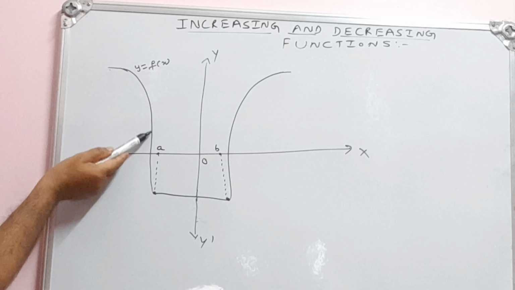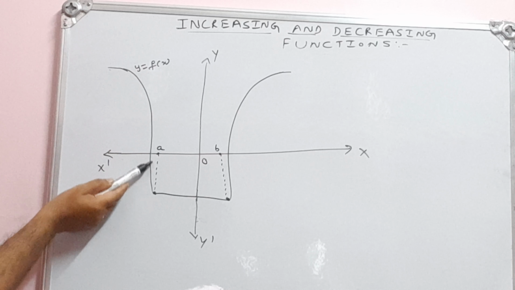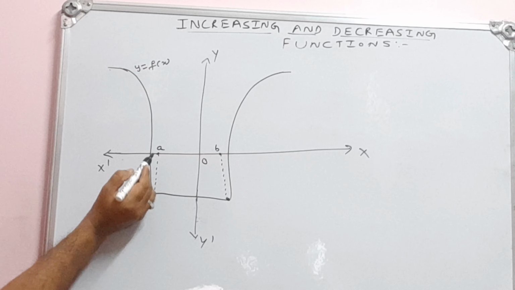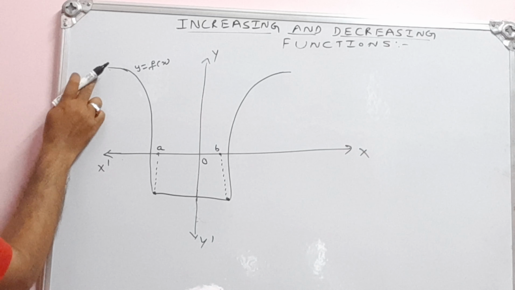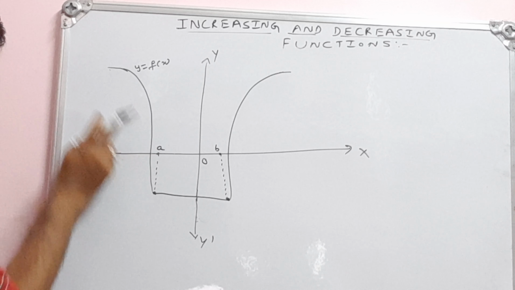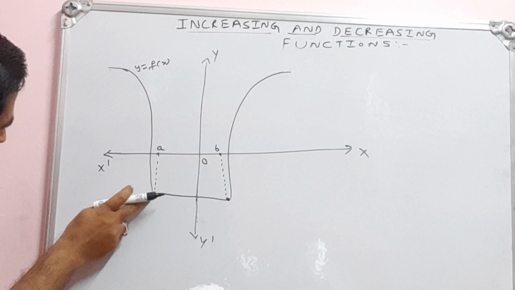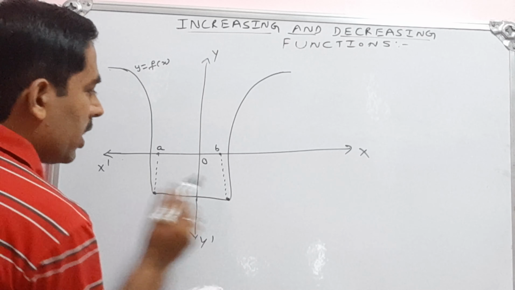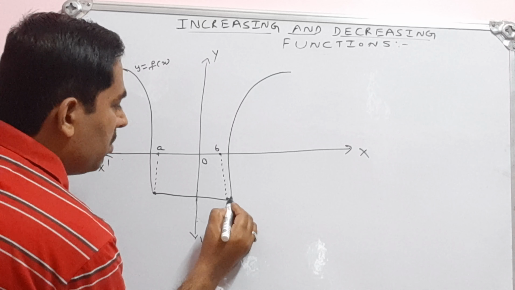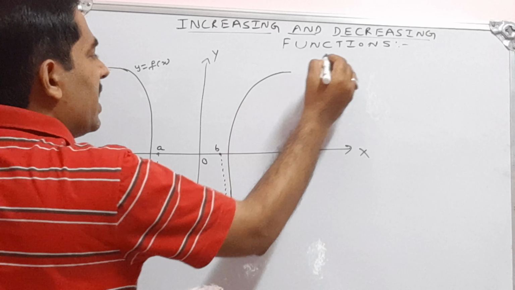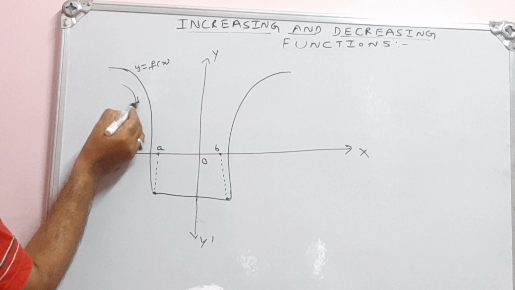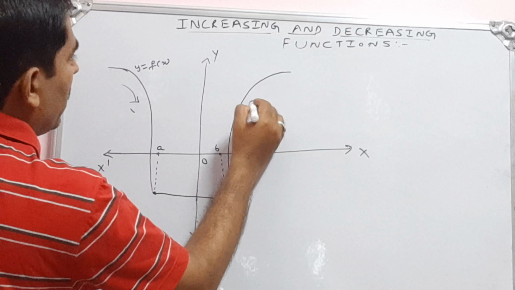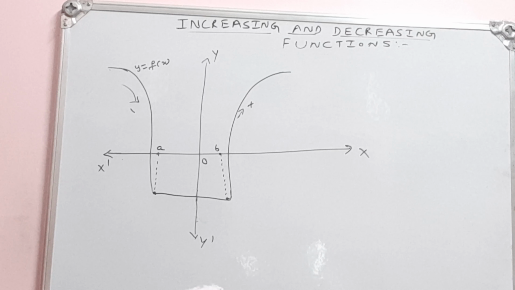So it is decreasing. The function is decreasing up to this point. Now consider this point. From this point, we observe that it is increasing. So I will write the sign here. It is decreasing, negative sign. Then here it is increasing.